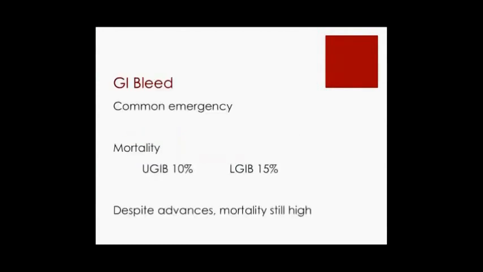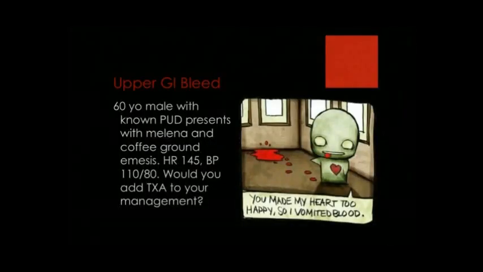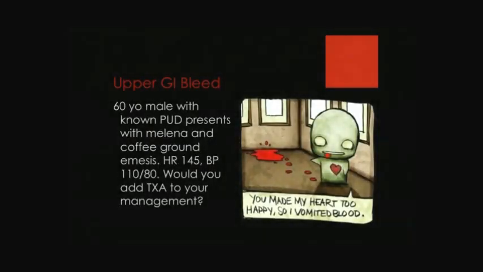Okay? Excited? So GI bleeds are a common emergency. And despite advancements in terms of management, including early endoscopy, PPIs, whatnot, mortality is still relatively high and unchanged. In upper GI bleeds, mortality is 10%. In lower GI bleeds, it's closer to 15%. And this was the case I gave to you in the survey.